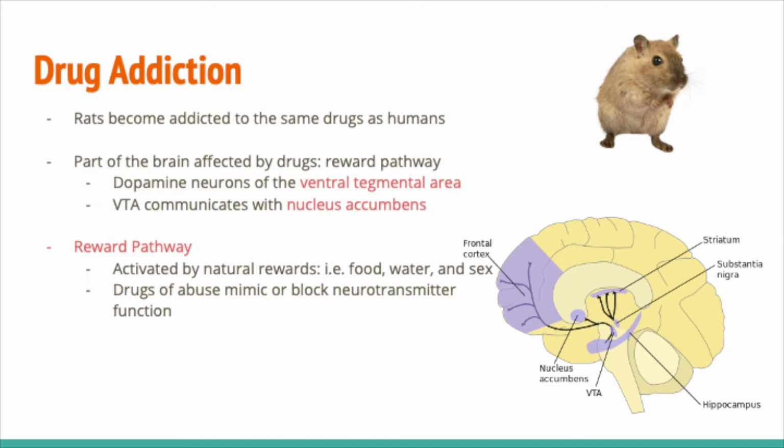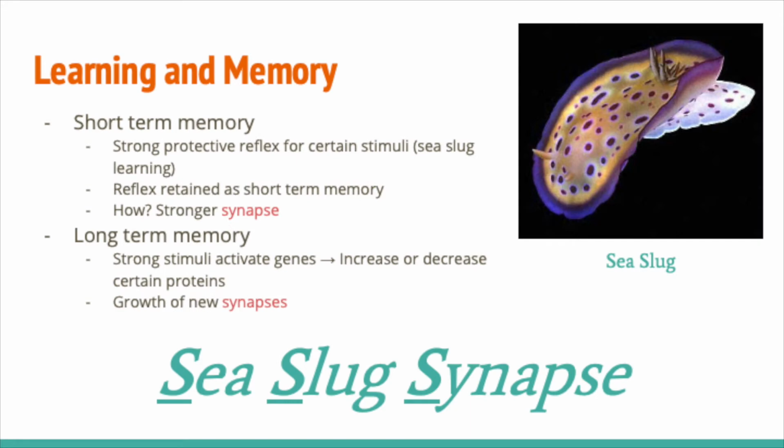And along with that, people are trying to look into how we can treat people with drug addiction by using drugs to mimic or block neurotransmitter function. Along with diseases, these animal models can actually teach us a lot about just the regular function of the brain, more specifically learning and memory. And something that I didn't expect when I first learned is that sea slugs actually taught us about short-term and long-term memory. So they taught us how the synapses are involved in both short and long-term memory.